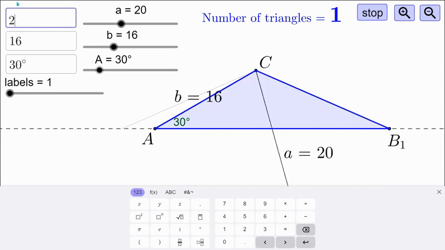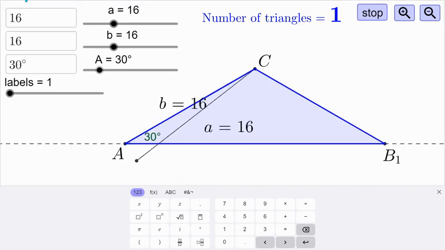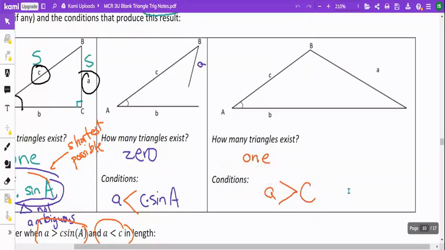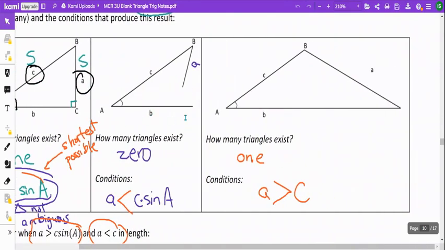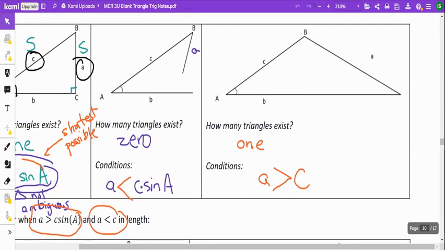Let's go back to our notes. We are talking about the situation where line A is longer than line C. When the side that is not touching the given angle is longer than the side that is touching the angle, then we have one triangle. So we have talked about one triangle as a right triangle, 0 triangles when A is too short, and 1 triangle when A is longer than C. Those are 3 situations.